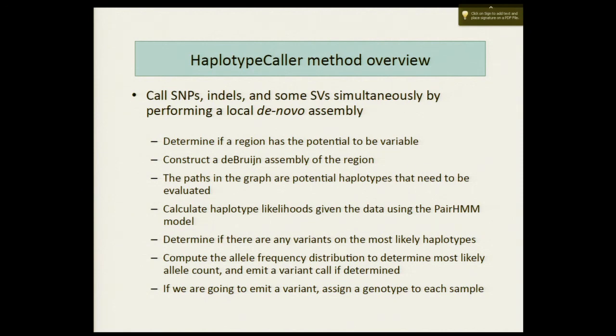This is going to do the exact same thing. It's going to find the variable regions, and it's going to say, what are the possible alleles in these regions? And it does that through local de novo assembly. So it takes all of the reads in a region, puts them into a big bucket, and builds an assembly graph out of them. Then you're going to read off the paths in this graph, and those paths are going to be the potential haplotypes, and you're going to evaluate those haplotypes.